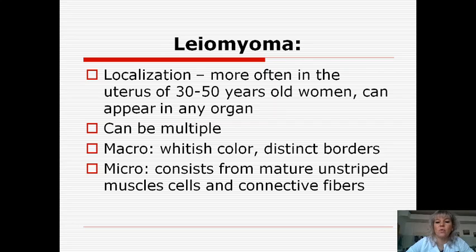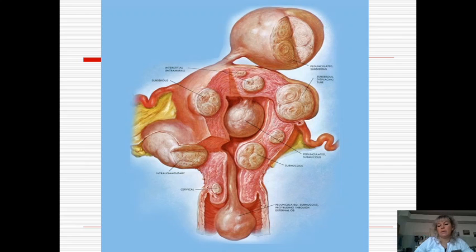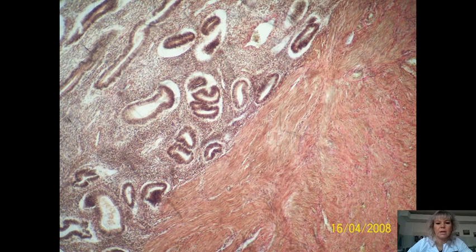Leiomyoma, localization more often in the uterus of 30-50 years old women, can appear in any organ. Can be multiple anatomically, whitish color, distinct borders. Histologically, consists of mature unstriped muscle cells and connective fibers, fibromyoma. Look, in this scheme you can see several fibromyomas of the uterus and histological examination with growth of connective fibers.